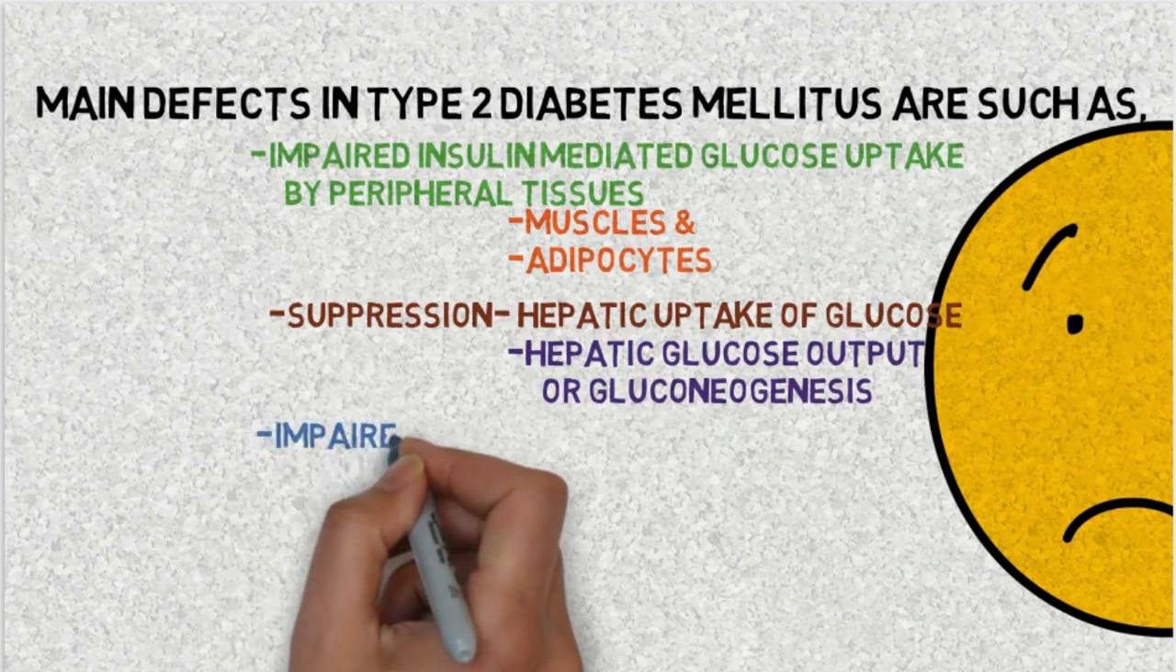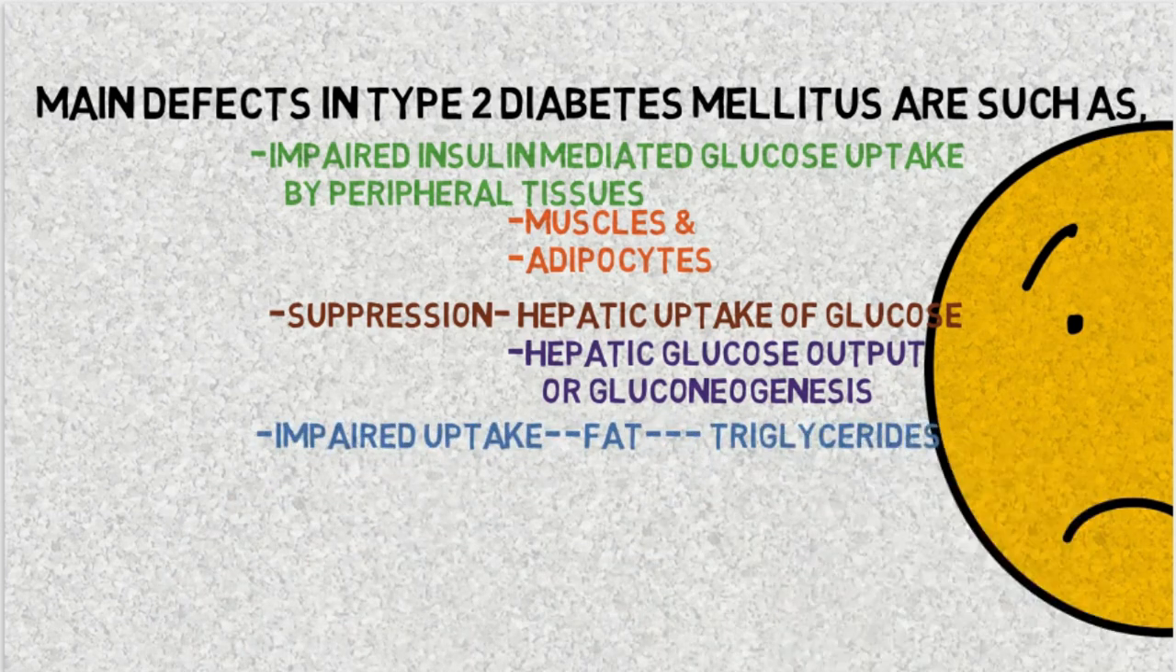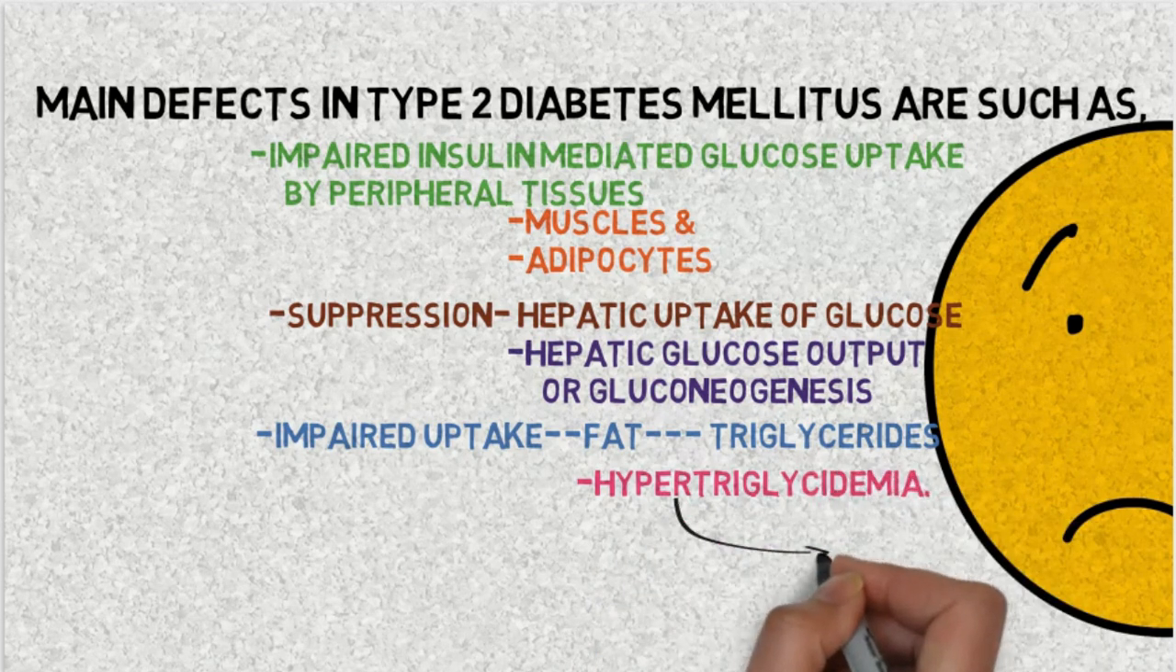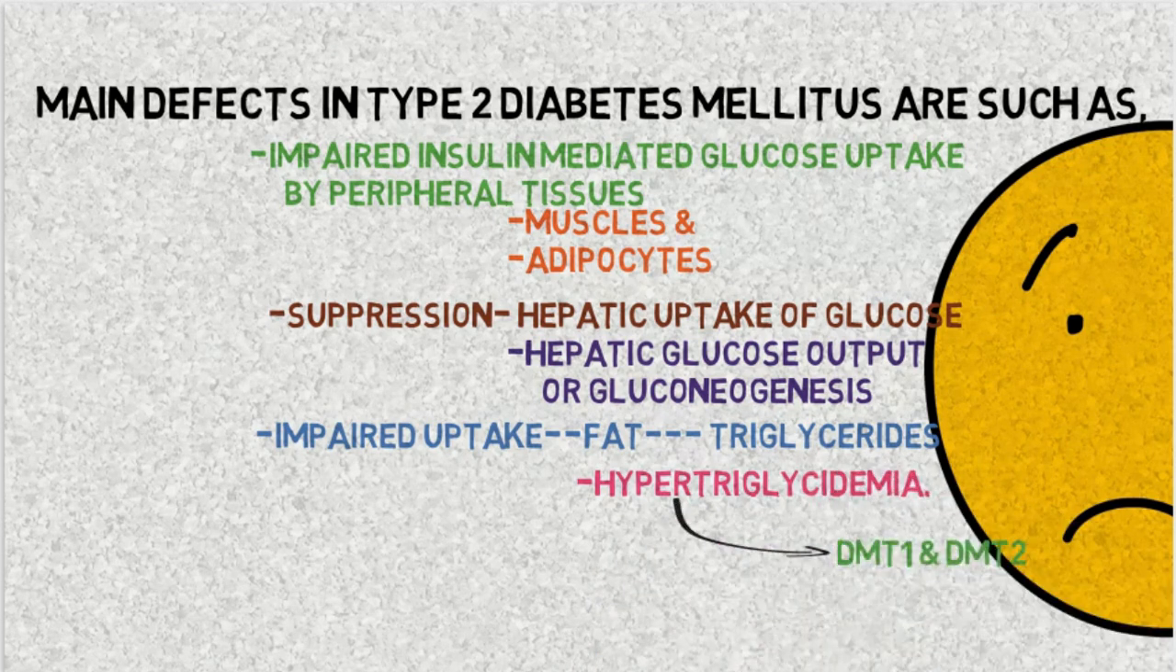Number 3. Impaired uptake of fats such as triglycerides by fat tissues. This will cause triglycerides to accumulate in the blood and cause hypertriglyceridemia. This is similar to both type 1 and type 2 diabetes mellitus, where, in type 1, insulin is not there, so insulin will not bind to promote triglyceride uptake by fatty tissue.